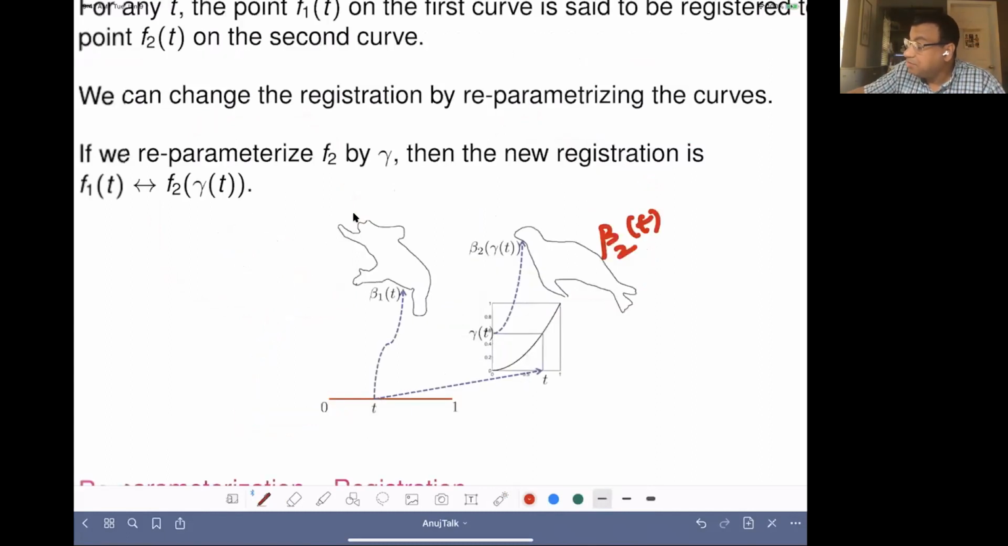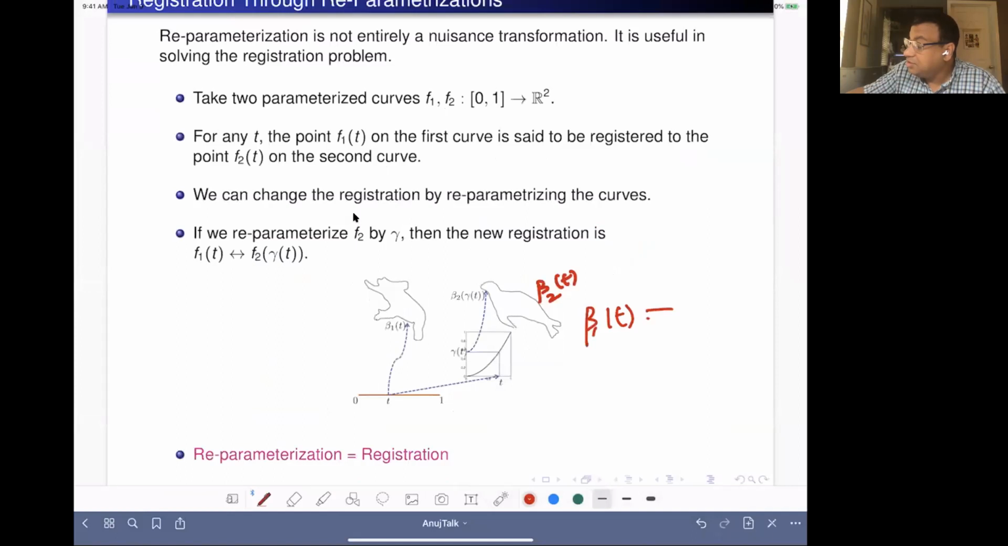So I will say beta 1 of t is registered to beta 2 of t. So I'll use parametrization as registration. Okay. But suppose I don't like the registration in the way the data is given to me. Somebody gave me one parameterized curve and another parameterized curve, and the parameterization gives me a registration, but it doesn't look good. That's not what I want. I want to change the registration.